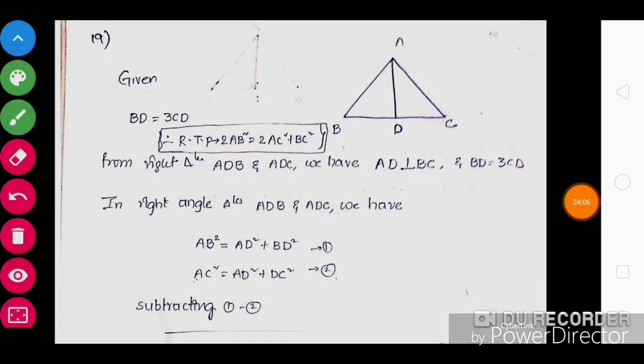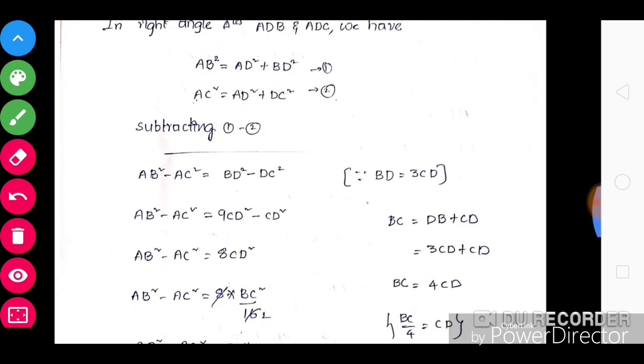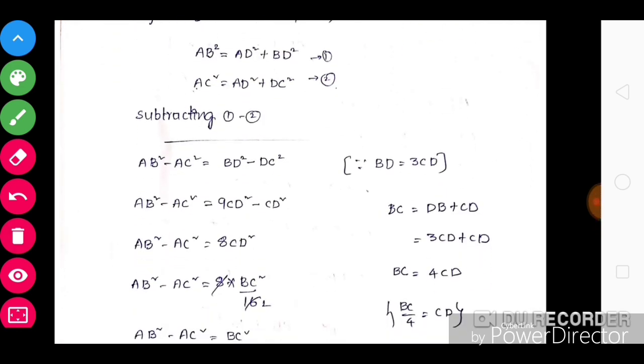And this question is pretty much an expected question. What we have to do for ABD triangle, here two triangles are there. One is triangle ABD. If you apply the Pythagoras theorem, AB square is equal to AD square plus BD square, since here it is a right angle triangle. And if you apply the Pythagoras theorem for this triangle, it will be AD square plus DC square is equal to AC square. And on subtracting 1 from 2, AD square gets cancelled. So AB square minus AC square is equal to BD square minus DC square.